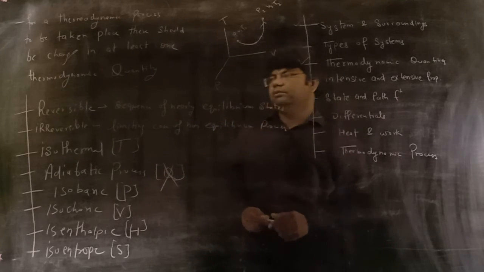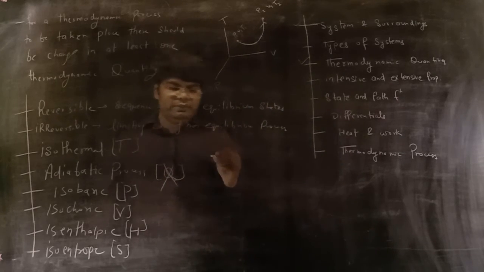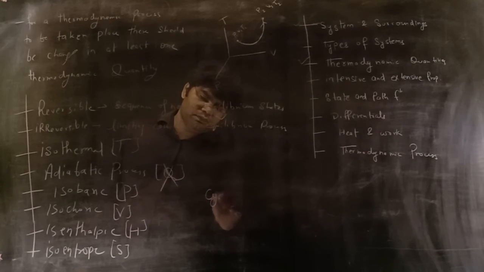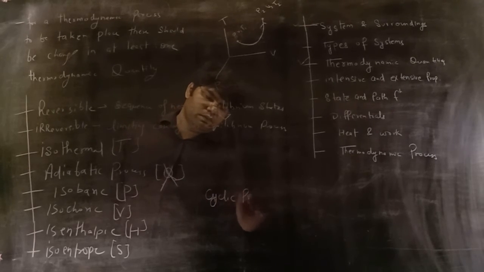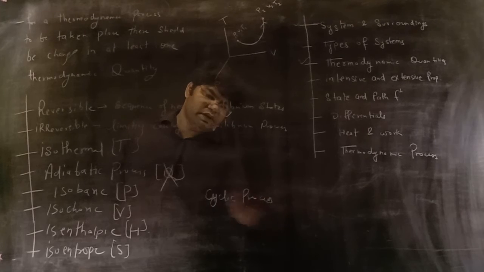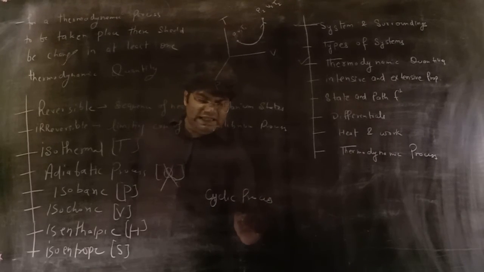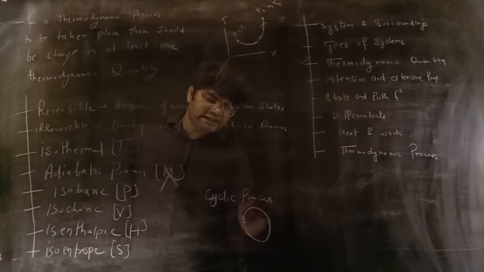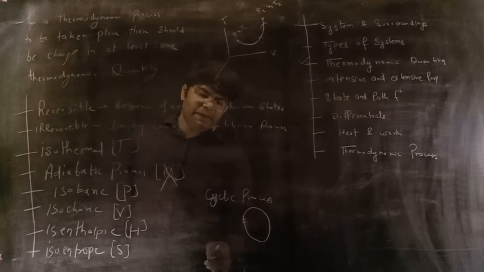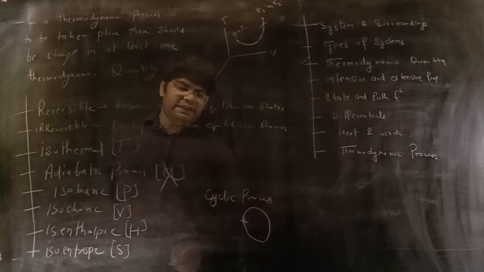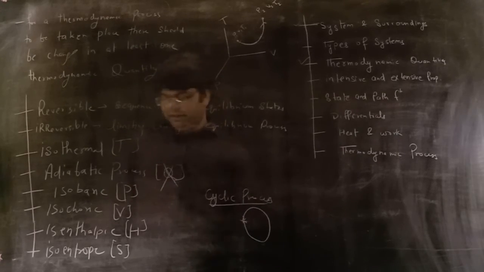There is a cyclic process. In this process, the initial and final states are the same. The process starts from here and comes back to its starting state, then it is a cyclic process.